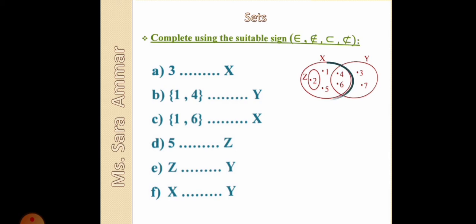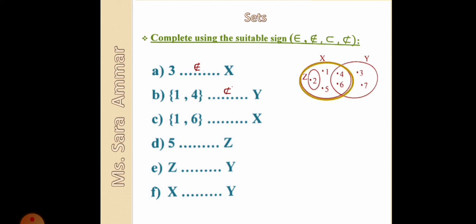Now look at set X. What are the elements inside of it? Does 3 exist inside of it or outside? So 3 is not inside of X. So we say that 3 doesn't belong to X. Again, in question B, I'm looking for 1 and 4 inside of the set Y. Now look at the set Y. Are the number 1 and the number 4 inside of Y? No, just 4. This is not enough because 1 is outside of Y. So we're going to say that the set of 1 and 4 is not a subset, and we use not subset because this is a set.